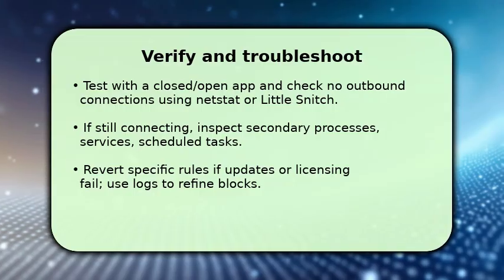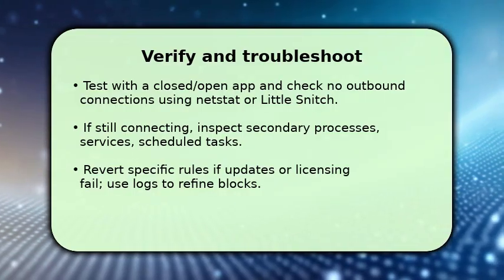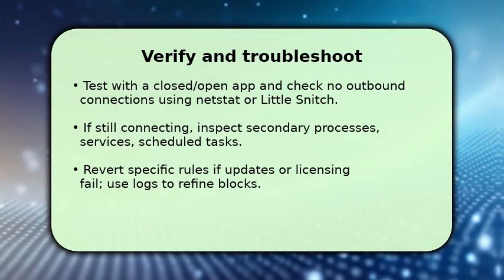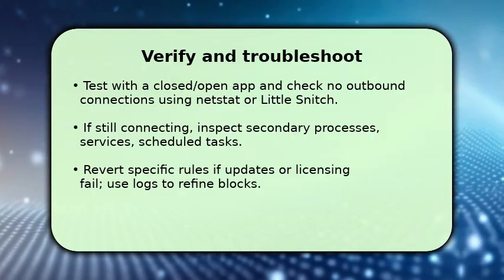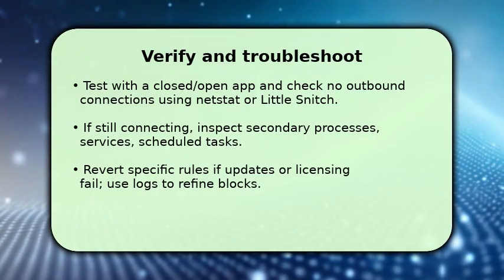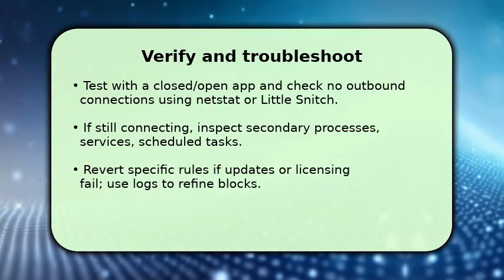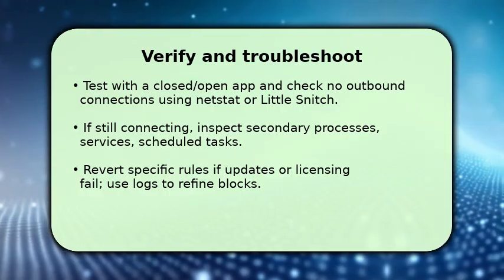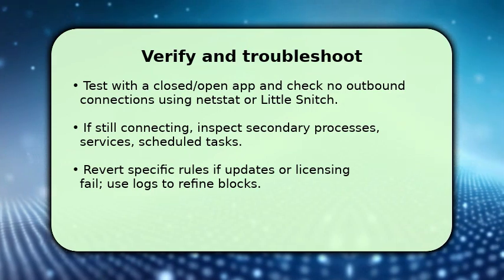Finish by testing. Launch Adobe briefly and watch Netstat, Resource Monitor, or a network monitor to confirm no outbound connections to Adobe domains. If connections persist, check for helper services, scheduled tasks, or other executables that spawn network access and block them too. If legitimate updates or licensing break, temporarily disable the block for those processes while documenting changes.